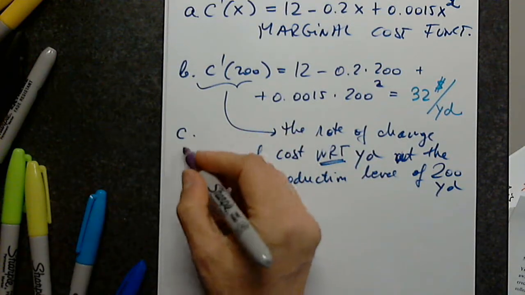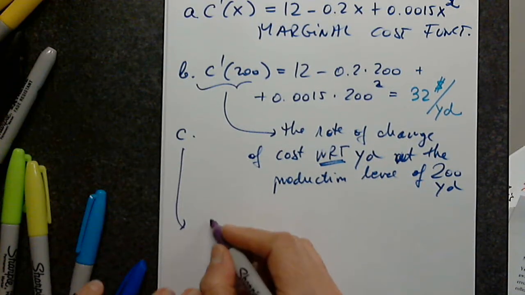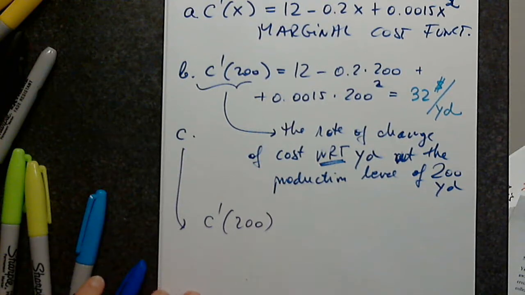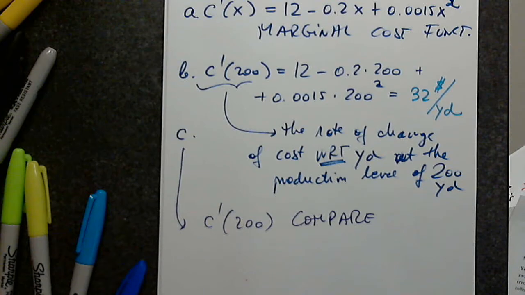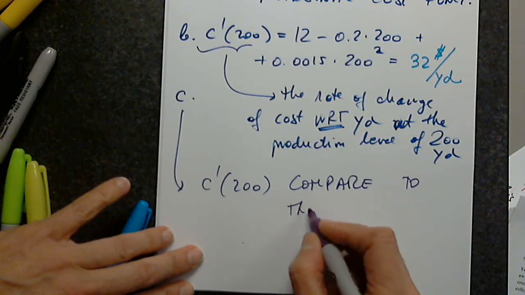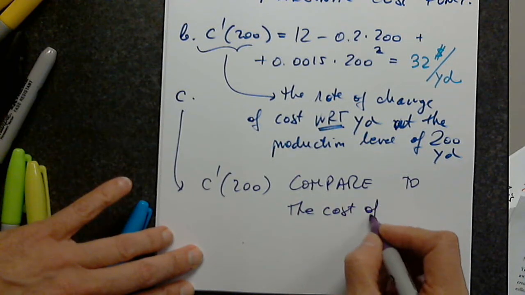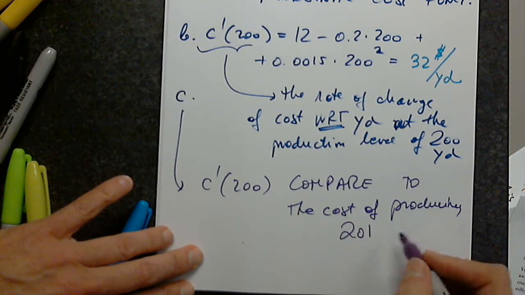Okay, so now C is the most important part. And you will see why. Here's the question. Compare C prime of 200 with the cost of manufacturing the 201st yard of fabric. So compare to the cost of producing the 201st yard.